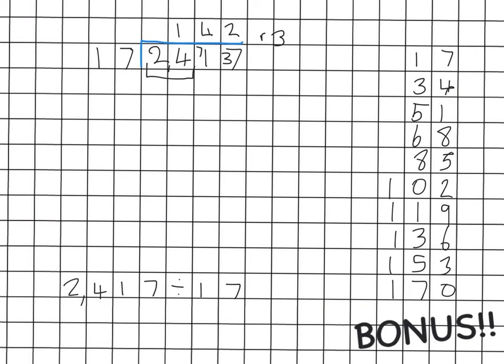So, my answer would be 2,417 divided by 17 is 142 with a remainder of 3. If you fancy doing some of your own, divided by 17, feel free. Well done.